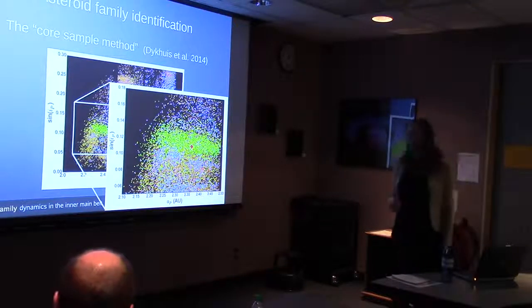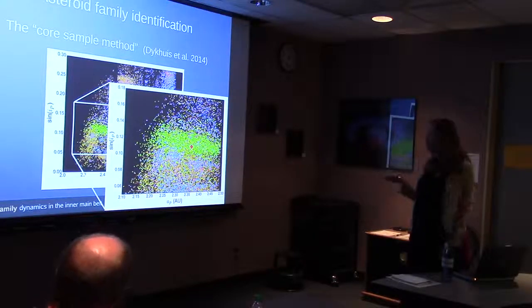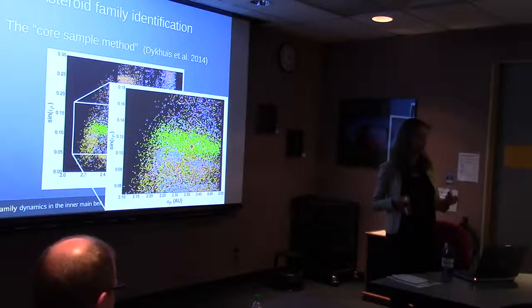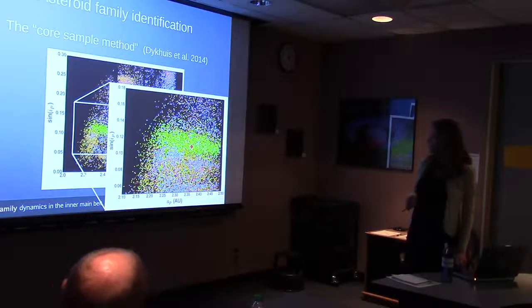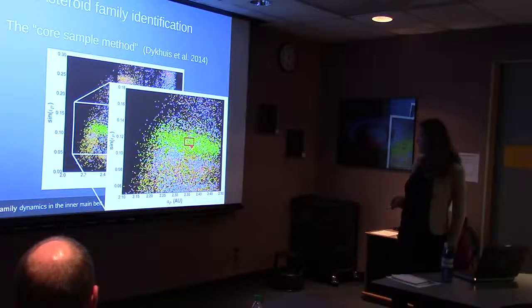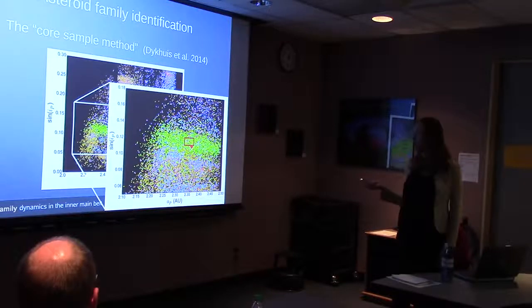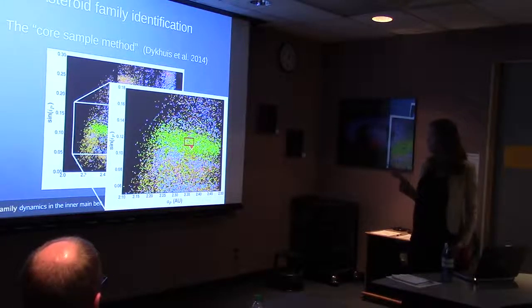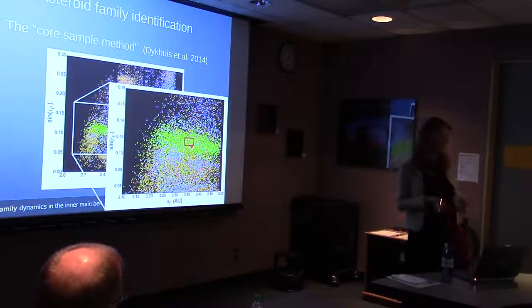So the core sample method recognizes that you've got interlopers, non-family members, strewn all throughout this family. But the place where they're likely to be the least dense, where the family members are likely to be the most dense, is the core. So if we take a sample from the core of the family, we can ask what are the colors of the objects in that core. Then we figure out these are the colors of a typical Vesta family member.